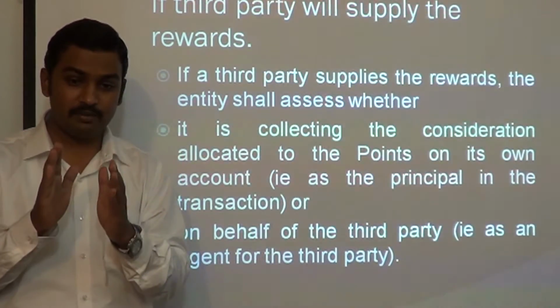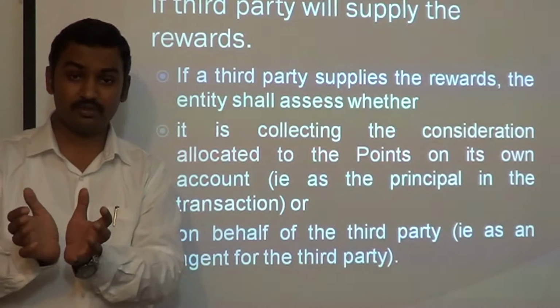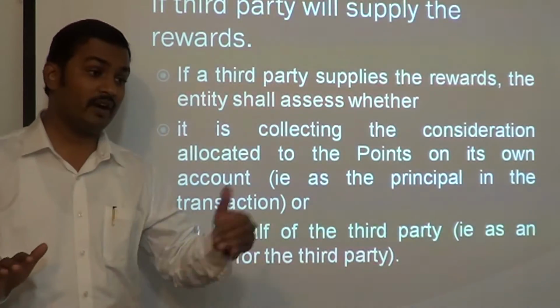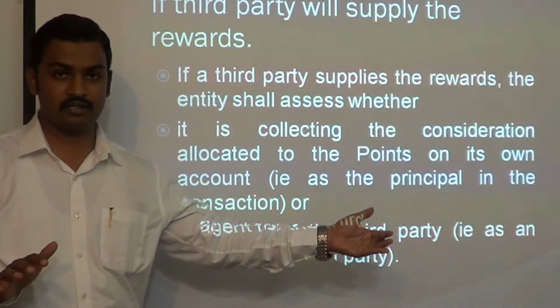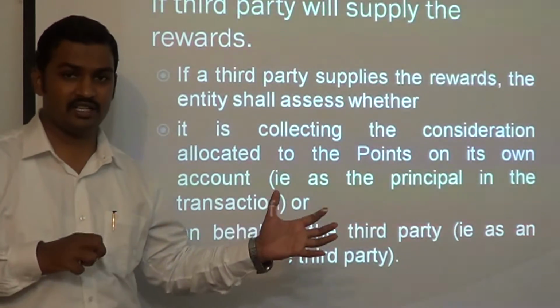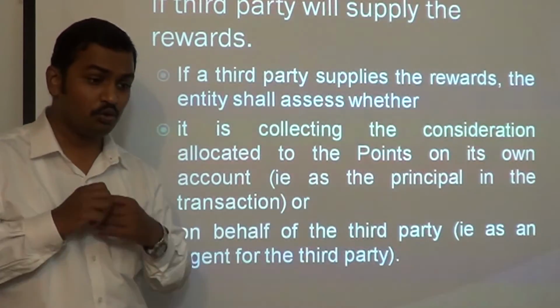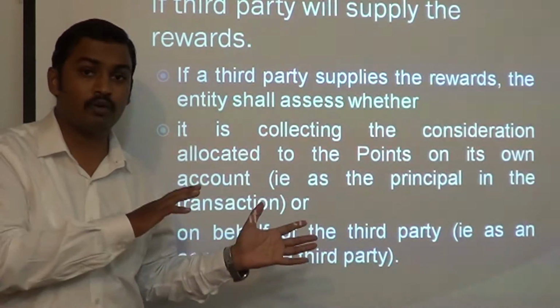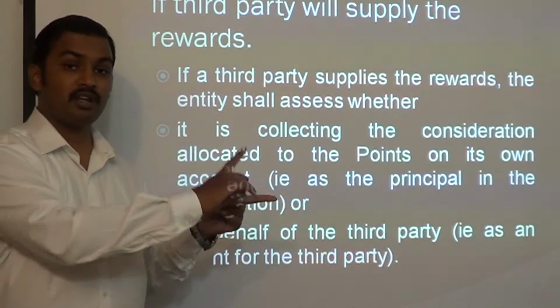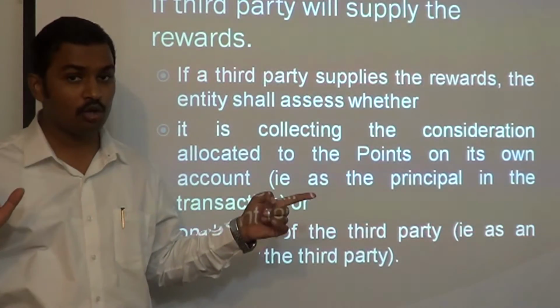So if you are collecting the money as a principal, you can show the gross amount collected as revenue, and provide for what has to be paid to the third party for providing the rewards. If you are collecting it only as an agent, that means you are going to collect and just pass on, and you do not retain the liability to provide the rewards. You tell the customer, boss, the rewards will be provided only by the airline and you cannot hold me responsible.